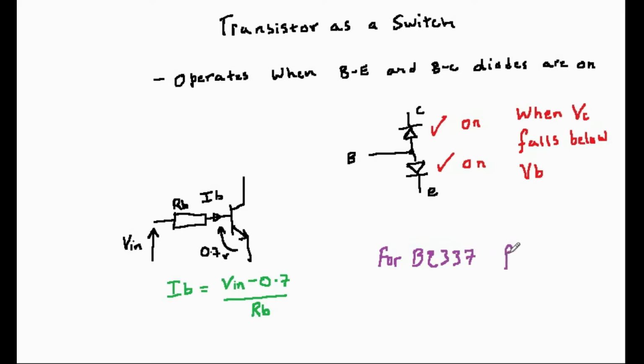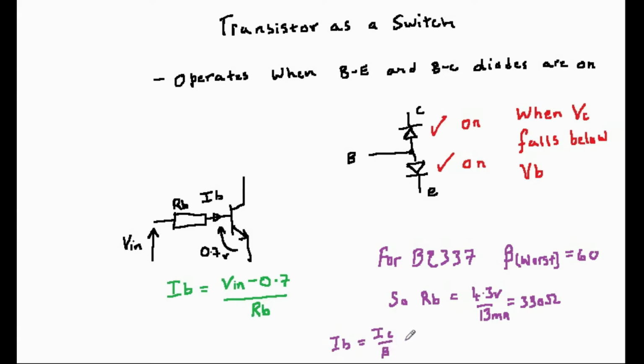Let's take the BC337 NPN transistor as an example. The maximum base emitter voltage is 5 volts, so we must make sure that we don't exceed that. The minimum value of beta is given as 60, and the maximum current IC is 800 milliamps. If we were going to use the whole current and switch it on in the worst case scenario, we would need 800 divided by 60 is equal to 13 milliamps into the base. This would make RB equal to 4.3 divided by 13 milliamps, which is 330 ohms.